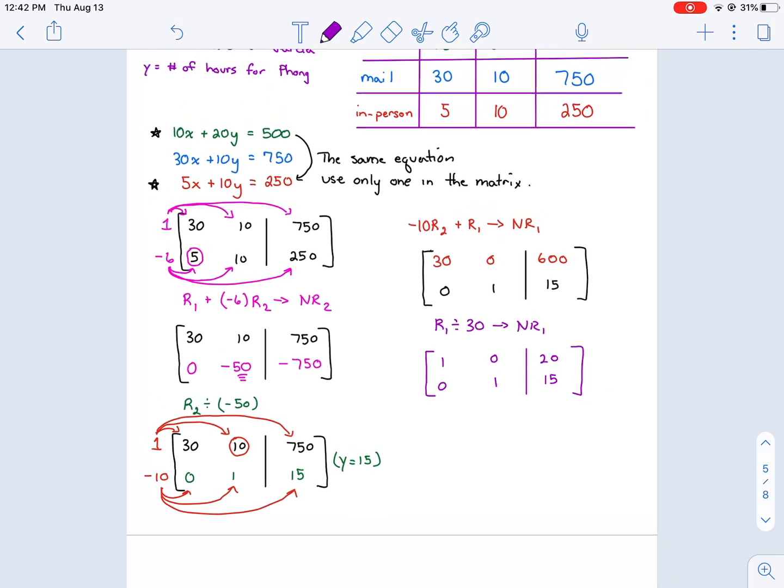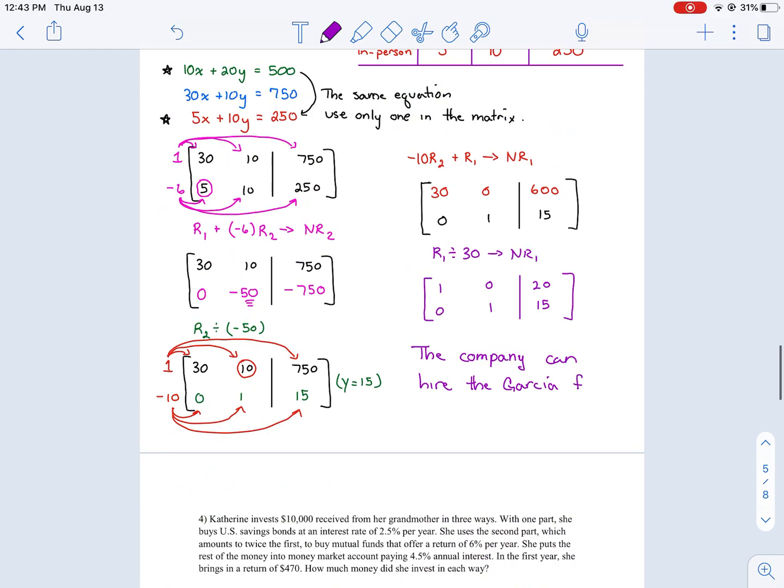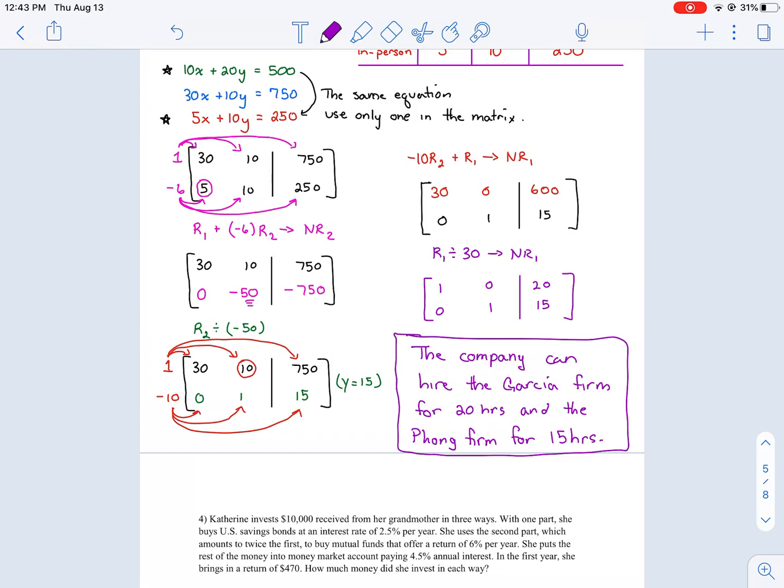And since this is a word problem, we're going to have to write our solution out as a sentence. The company can hire the Garcia firm for 20 hours, and the Fong firm for 15 hours. And we are done.